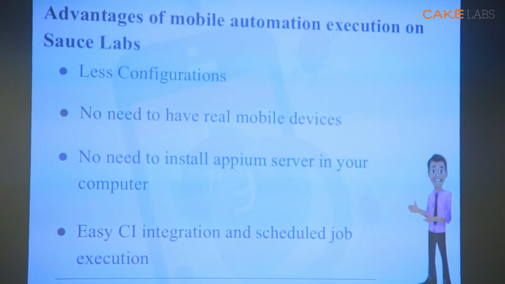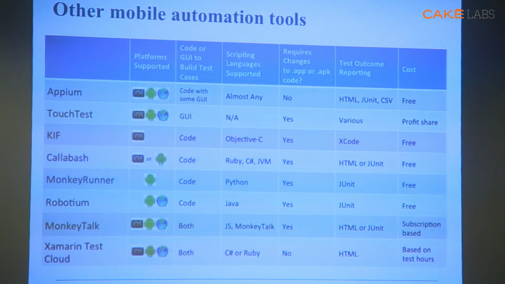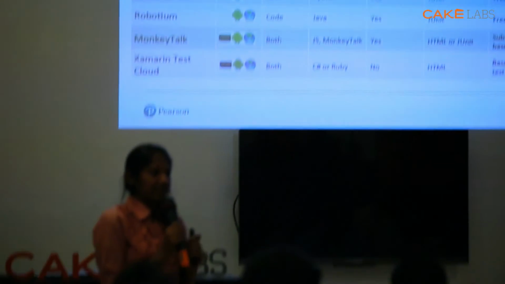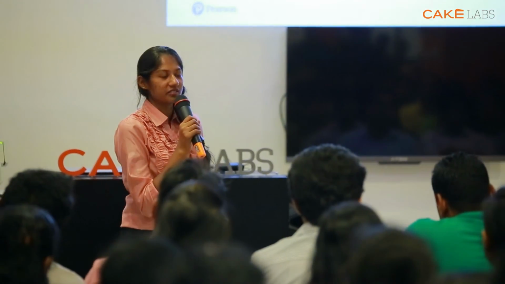We have done this with Appium, which is the widely used and very supportive one. But here we have listed the other test automation tools for mobile testing, and if you are interested, you can try out one of these. And that's all about our session, and thank you all. I hope you got a good idea about how to execute your mobile automation scripts with Sauce Labs. Thank you again.